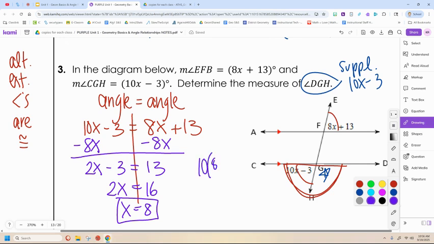Now we got to go 10 times 8 minus 3. What does that mean? 77. This angle is 77 degrees. Is that my final answer? No, you just checked it. So 180 minus 77. It's 103. It's 103 degrees, and there is our final answer.